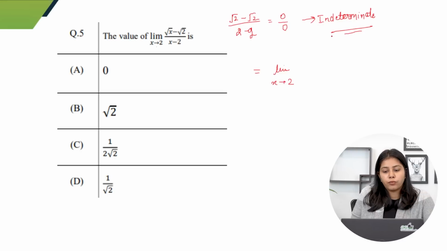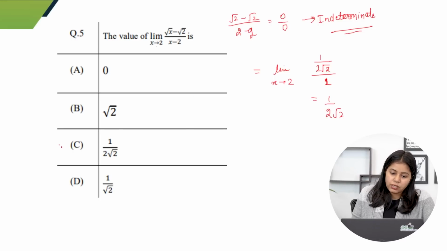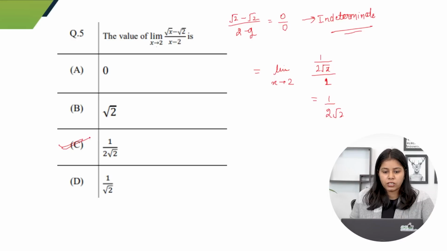So this limit would be equal to limit x approaches 2, I can differentiate numerator. Differentiation of square root of x is 1 upon 2 square root of x. And if I differentiate denominator, that would give me 1. So I'll get the limit 1 by 2 root 2. So here option C is correct. So for question 5 we have option C.